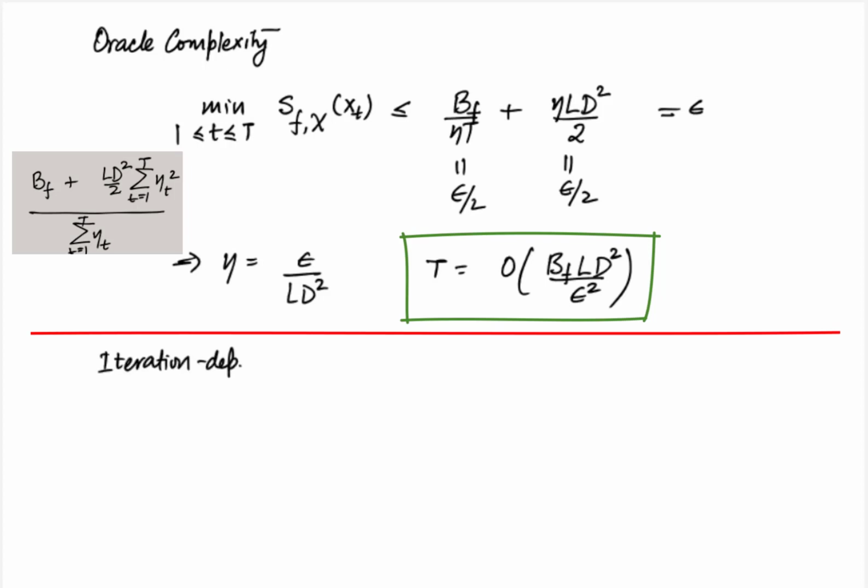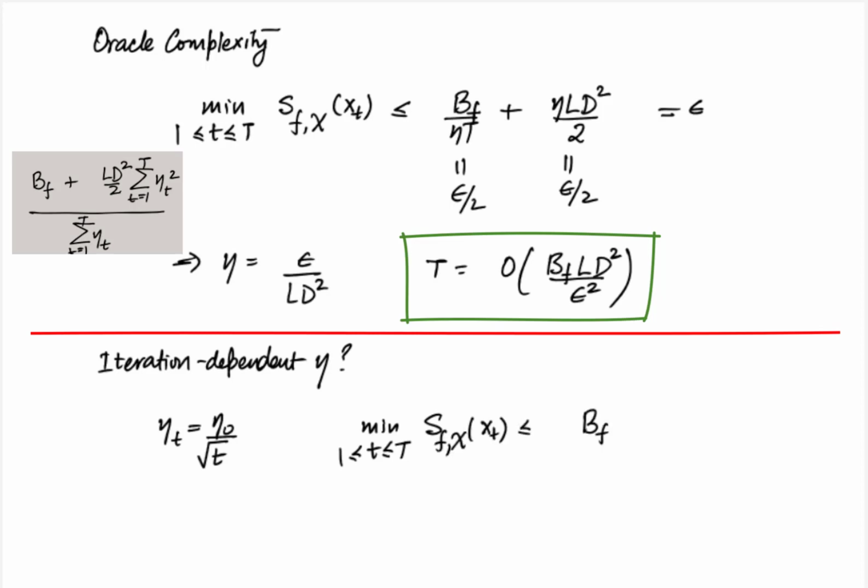Generally, epsilon dependent step size may be impractical, so we can get a slightly worse bound if we use an iteration dependent step size, eta_t equal to eta naught by square root of t, where eta naught is some parameter that we will have to determine. So in this case, the bound is given by the minimum over t of S of x_t is less than or equal to B_f plus L D squared by 2 eta naught squared times the summation t equal to 1 to capital T of 1 by t, divided by eta naught into the summation from t equal to 1 to capital T of 1 by square root of t. For this case, however, we would need to carry out these summations of 1 by square root of t and 1 by t.